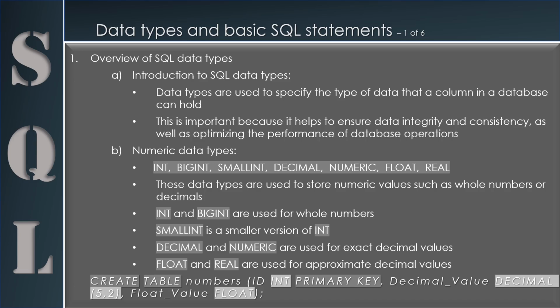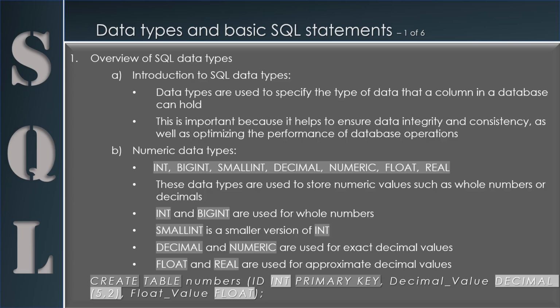One of the categories of SQL data types is numeric data. These include integers, big integers, small integers, decimal, numeric, float, and real. These data types are used to store numeric values such as whole numbers or decimals. Integers and big integers are used for whole numbers, while small integers is a smaller version of integers. Decimal and numeric are used for exact decimal values, while float and real are used for approximate decimal values.